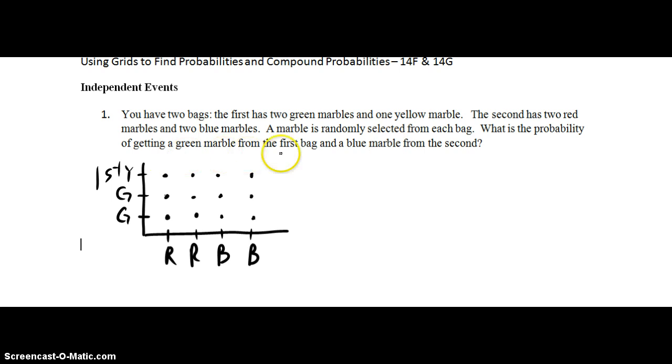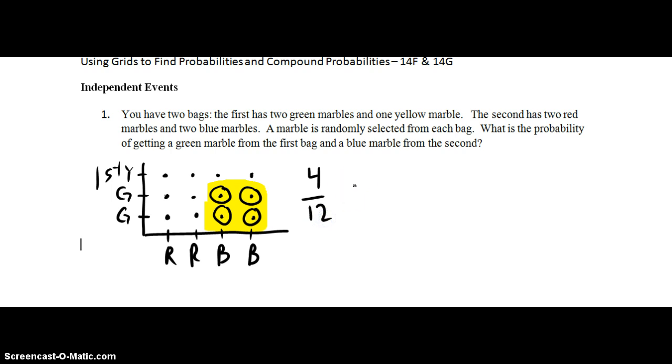So what's the probability of getting a green marble from the first bag and a blue marble from the second? Well, here's green marbles, here's blue marbles. So this is a green marble and a blue marble. This is a green marble and a blue marble, as is this, and as is this. So really, it's these 4 out of the 12 that are the correct answer. So we have 4 out of 12.